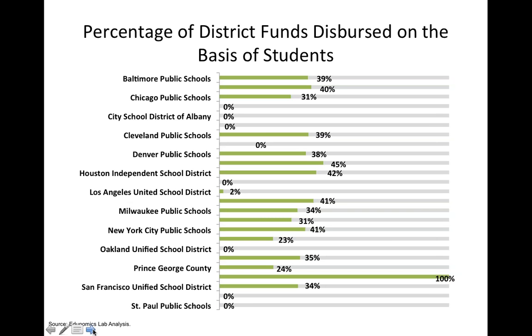So a question would be, how do we create consistency when there are so many different ways of doing accounting at the district level?